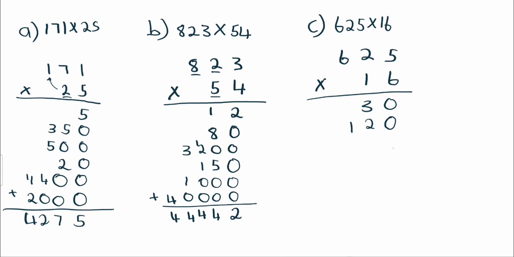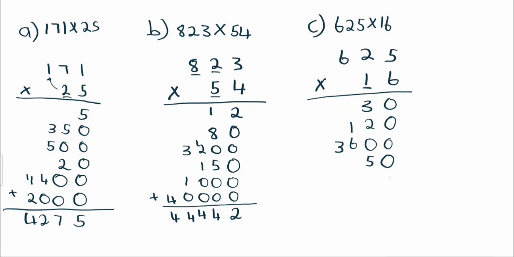6 times 600, 600 has 2 placeholders. 6 times 6 is equal to 36. Now we're done with the 6. It is now 10's turn. So 10 has a placeholder, so it's 10 times 5, one placeholder. 1 times 5 is 5. 10 times 5 is 50.